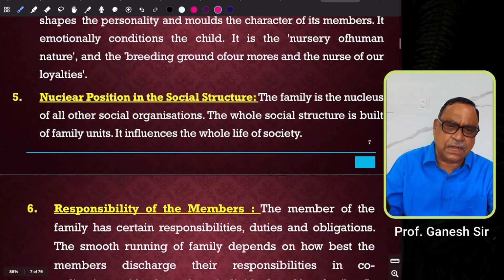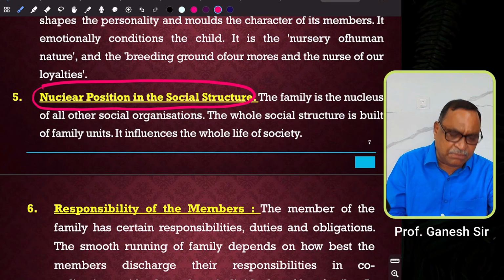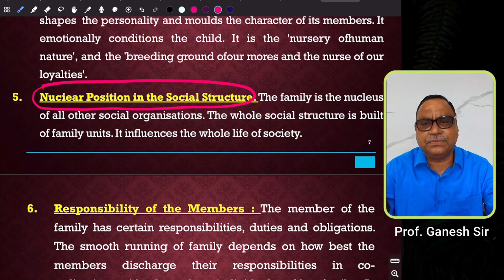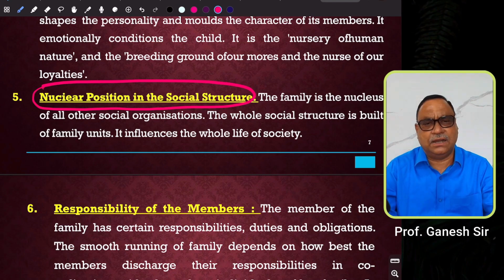Then another feature is the nuclear position in the family structure. The family is the nucleus of all other social organizations. The whole social structure is built of family units. It influences the whole life of a society.